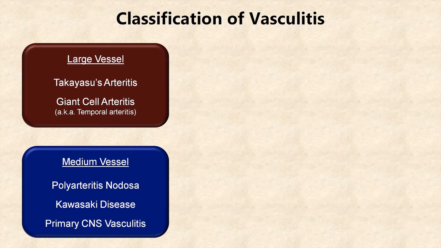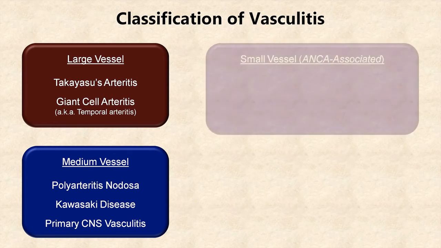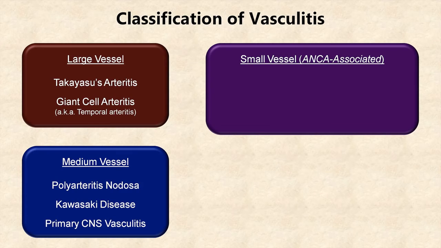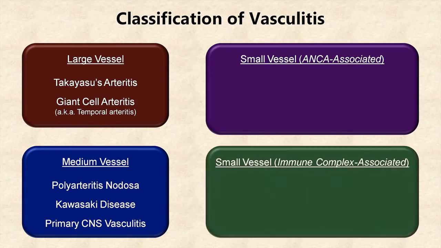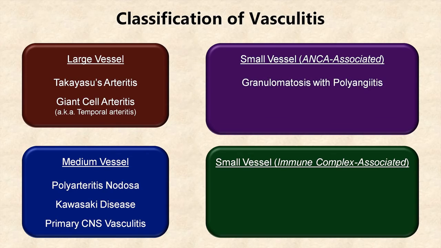Small vessel vasculitis is further subdivided into that which is associated with an autoantibody called anti-neutrophil cytoplasmic antibody, and that which is associated with immune complexes. ANCA-associated vasculitis includes 3 diseases with long and frustratingly similar names. Granulomatosis with polyangiitis, which is a particularly dangerous vasculitis primarily affecting the kidneys, lungs, upper airway, nose, and eyes.